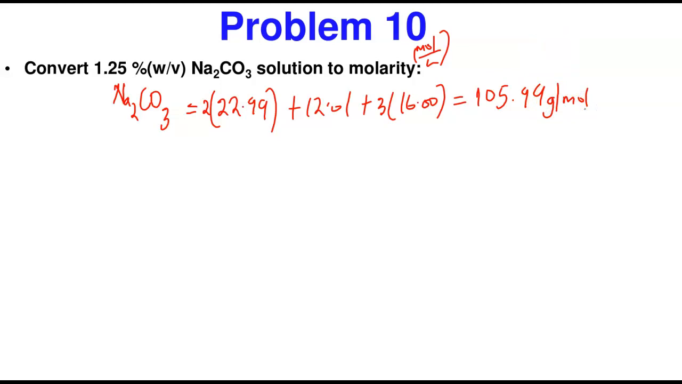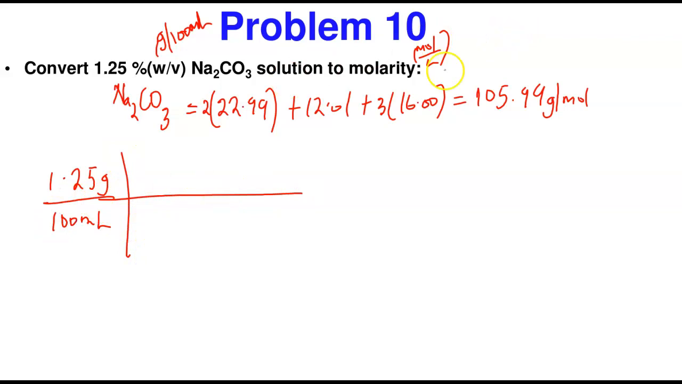Now, basically what we're going to be doing is a direct conversion. Remember the assumption again: I'm going to assume that the unit of this is grams over 100 mils. So let me start. If I have 1.25 grams over 100 mils, I want to convert it to molarity, which means moles per liter. I want to remove my mils. If I want to remove my mils, it has to be on top. So this is going to be 1,000 mils over 1 liter.